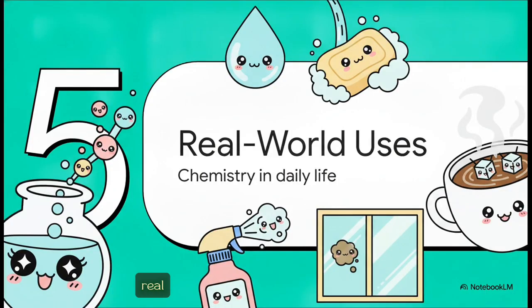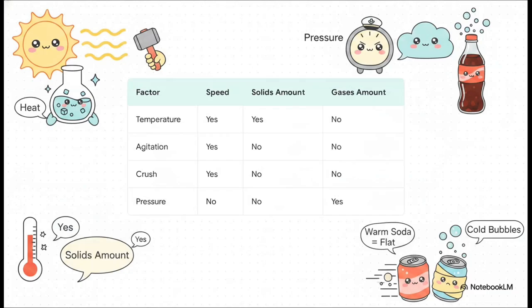Part 5, real-world applications. All right, here it is, your ultimate optimization cheat sheet. If you want to maximize dissolving speed, you use heat, stirring, and crushing. If you want to maximize the total amount of solids, heat is your universal multiplier. But if you want to maximize gases, pressure strictly commands the board. Notice how temperature does not help gases. In fact, warm soda goes flat much faster than cold soda.